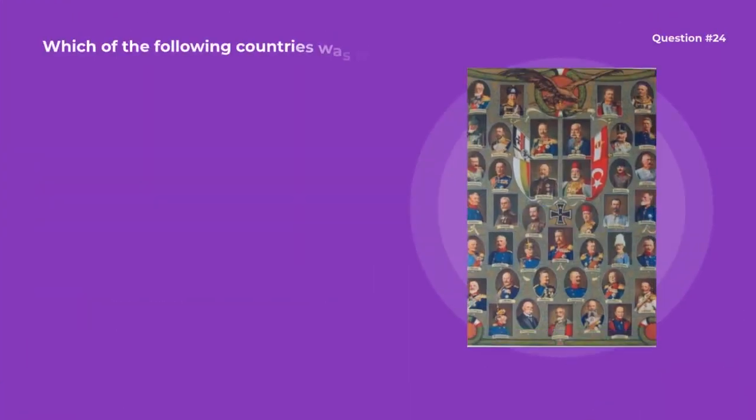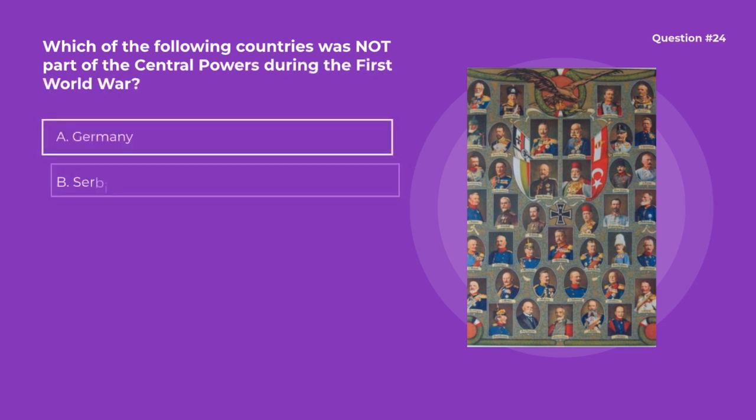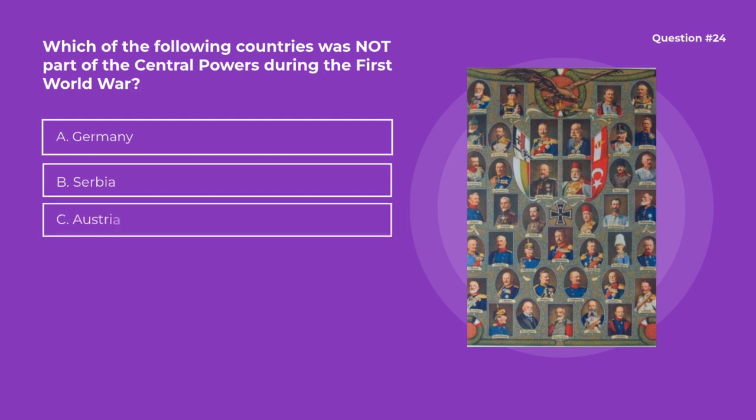Question number 24. Which of the following countries was not part of the Central Powers during the First World War? Options are A. Germany, B. Serbia, C. Austria, D. Hungary. Correct option is B. Serbia. It was aligned with the Allies.